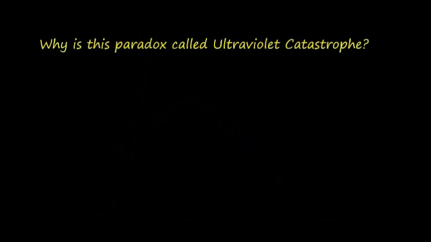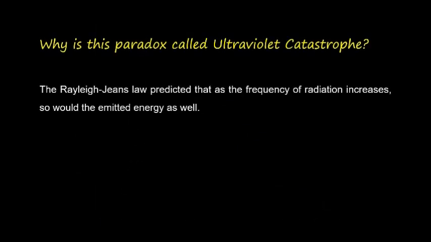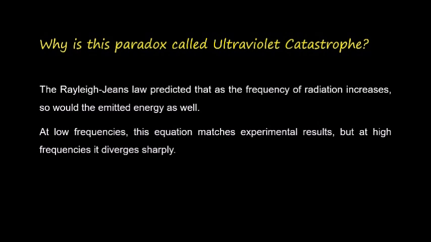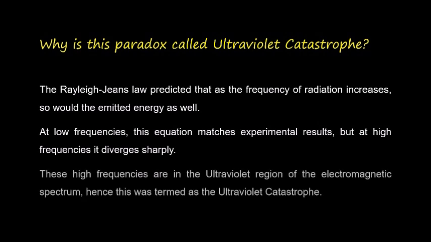So, why is this paradox called ultraviolet catastrophe? The Rayleigh-Jeans law predicted that as the frequency of radiation increases, so would the emitted energy as well. At low frequencies, this equation matches experimental results, but at high frequencies it diverges sharply. These high frequencies are in the ultraviolet region of the electromagnetic spectrum, hence this was termed as the ultraviolet catastrophe.